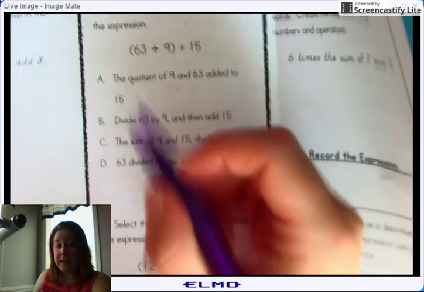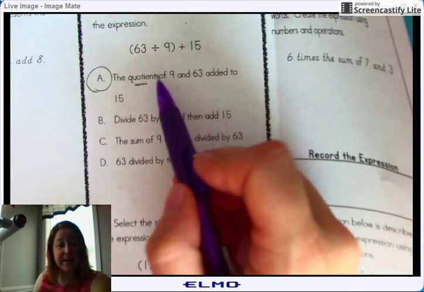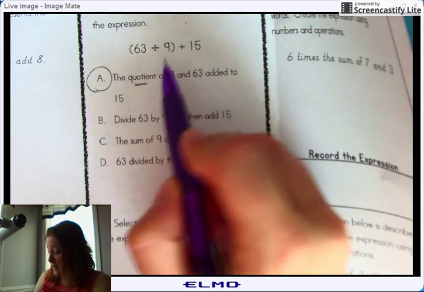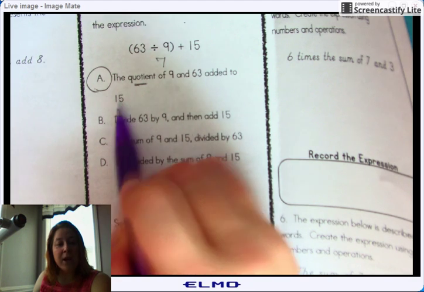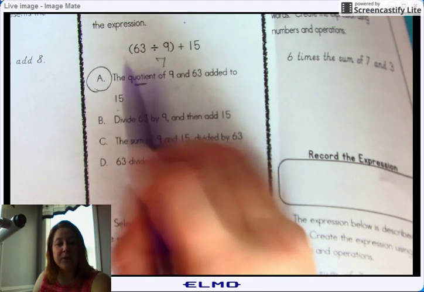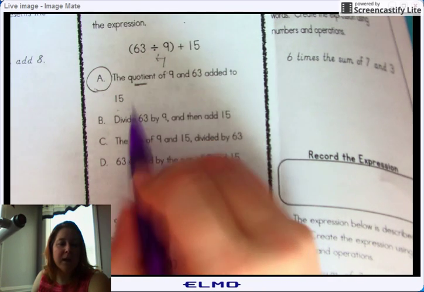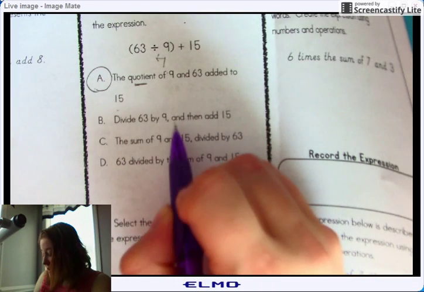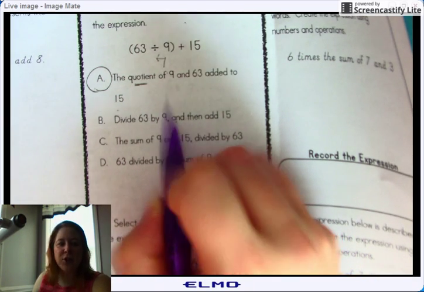You should have chosen A. The quotient means the answer. The quotient of 9 and 63, which is 7, is added to 15. What it wants you to do is the parentheses. Quotient is the answer to a division problem. Divide 63 by 9, comma, and then add 15. This could also possibly be considered correct, but it's not really the correct terminology. So the answer is A.